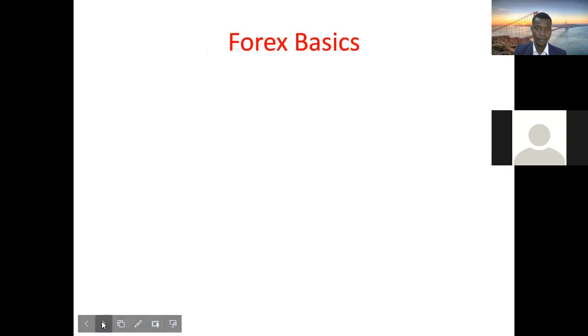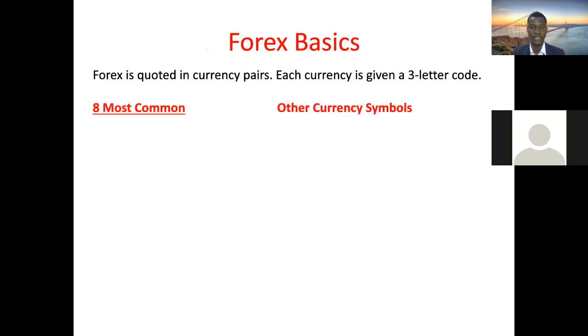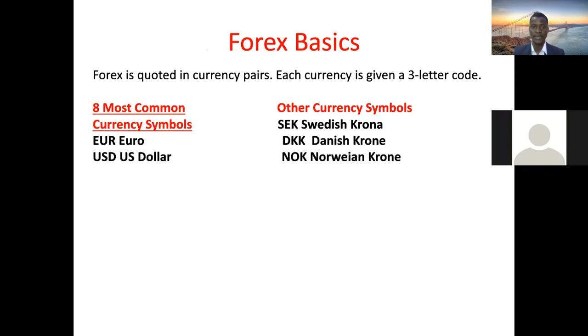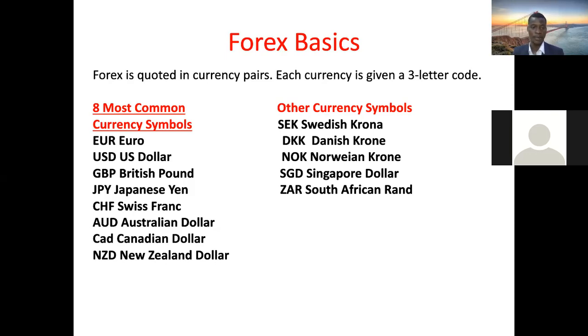Okay, so we'll look at the basics. Forex is quoted in currency pairs. When we said it is simultaneous buying and selling of currency, that means if you want to buy a currency, you must as well sell the other currency. So it is a pair. You cannot just say, I want to buy US dollars. In the Forex market, you must say, I want to buy US dollar versus Euro, or US dollar versus Great Britain pound, or Great Britain pound versus Australian dollar. So they are quoted in pairs, and represented with 3 letter codes.